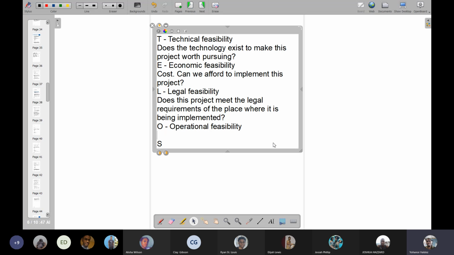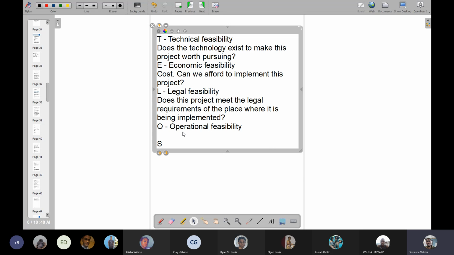And what is operational feasibility? Anybody? I kind of hinted at operational feasibility in the beginning when I spoke about technical feasibility. Could it be done with your current resources? You're correct. Right.